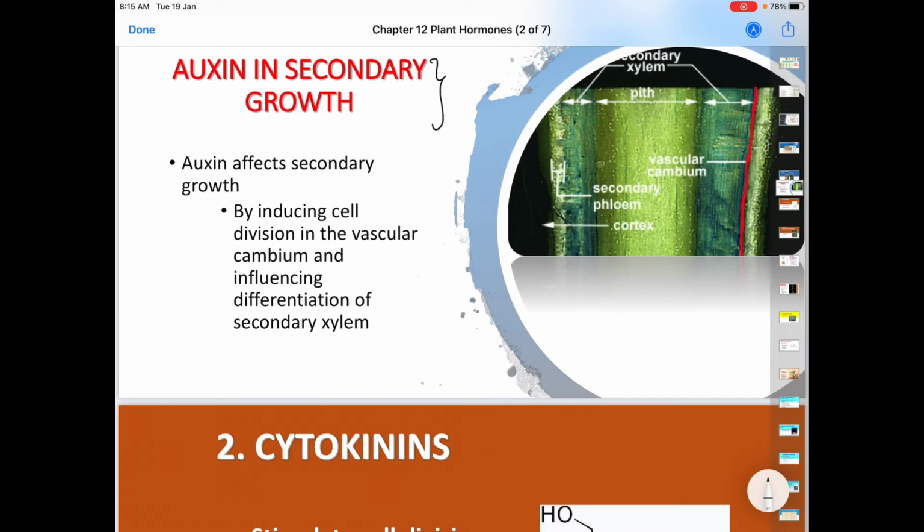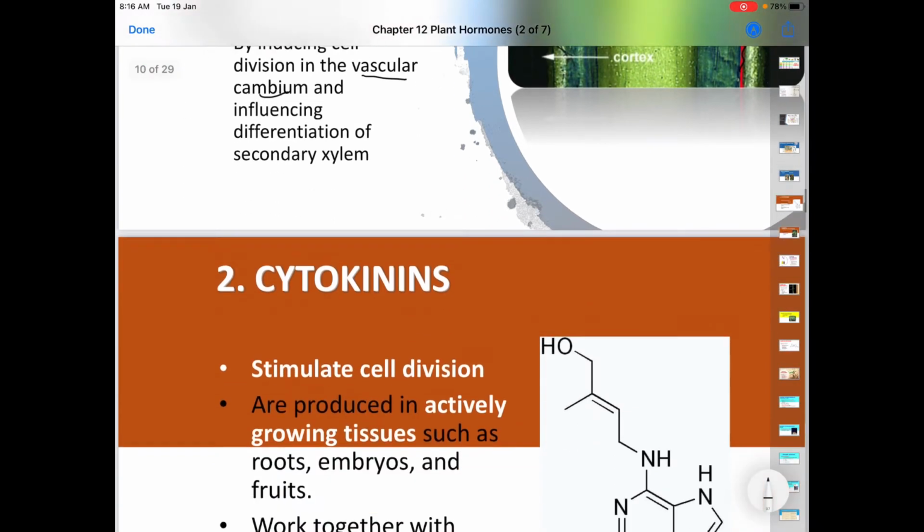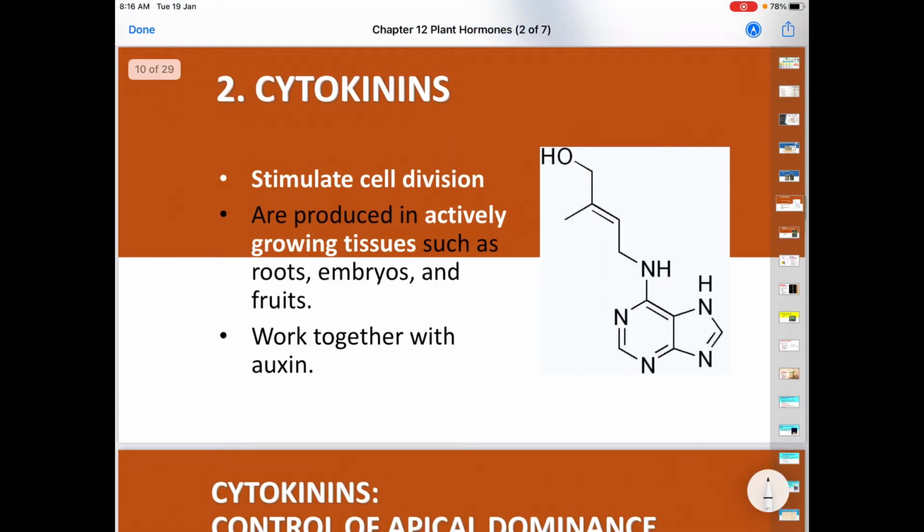And auxin in secondary growth, if you still remember the secondary growth, which involves the vascular cambium. This vascular cambium will be differentiated and it forms the secondary vascular tissues, which are the secondary xylem and secondary phloem. So this is the vascular cambium. It will differentiate and then form secondary xylem here and secondary phloem. So auxin also promotes secondary growth.